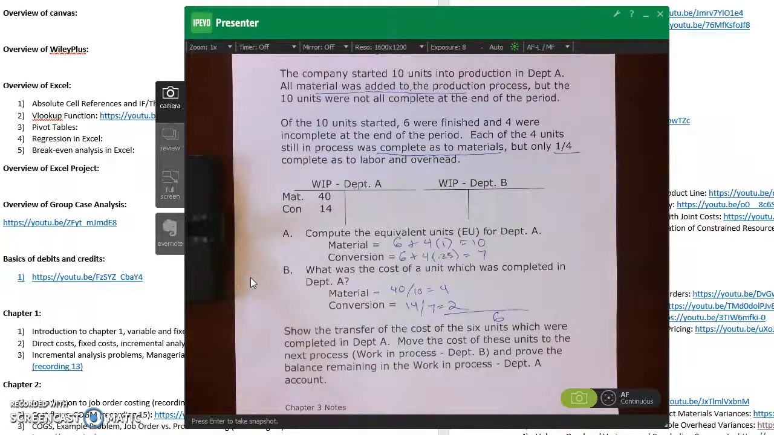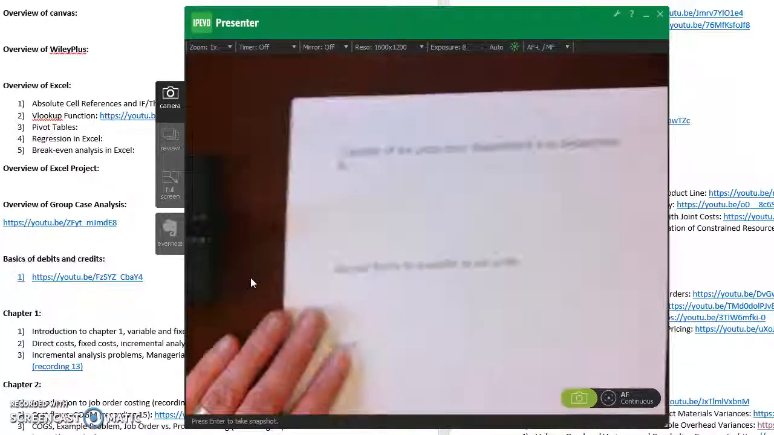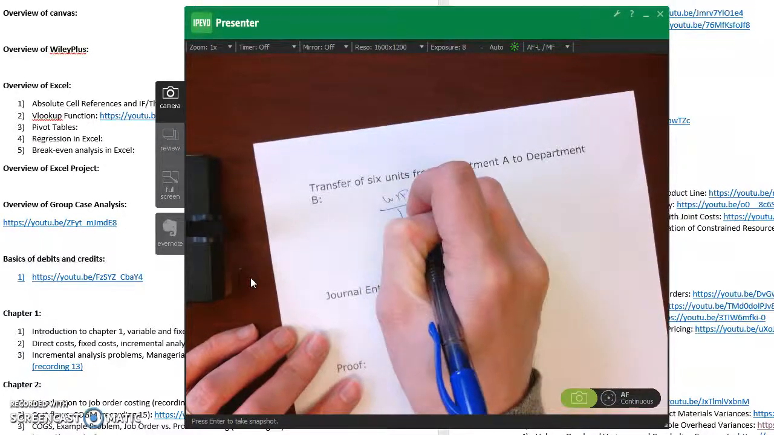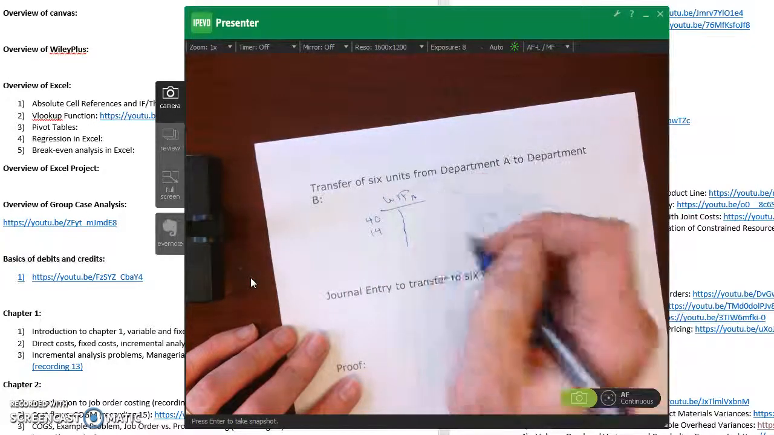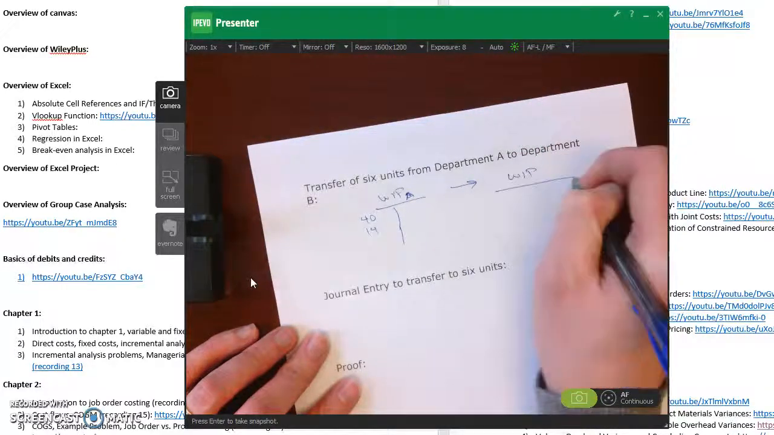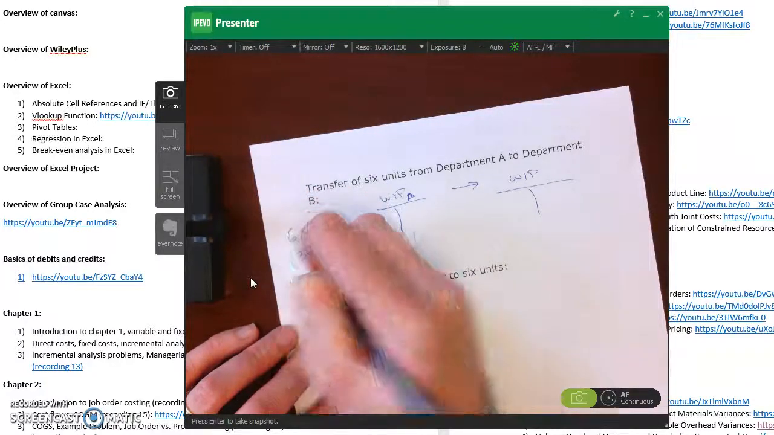Now we say, show the transfer of the cost of the 6 units that were completed in Department A, showing them move to Department B. Then we're going to calculate the balance in ending WIP with respect to Department A. So we'll look at this in terms of our T account. We have WIP A, and we had our 40, and we have our 14. Now the cost of those units transferred from WIP A to WIP B is $6 per unit times the 6 units, which gives me 36.